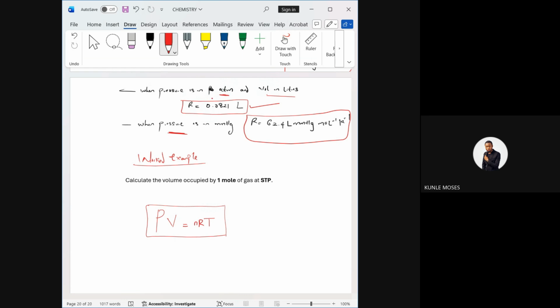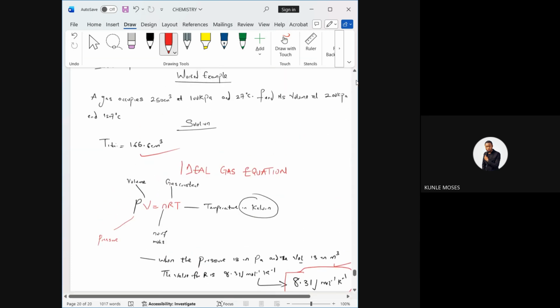Okay, Titi, I'm coming. If the pressure is in atmospheric pressure and the volume is in liter, what value of molar gas constant should you use? Use R equals 0.0821 liter. Look at the question. Is the question telling you that the pressure is in ATM, the volume in liter? You use 0.0821. But if the question says that the pressure is in Pascal, you know Pascal is different from ATM.